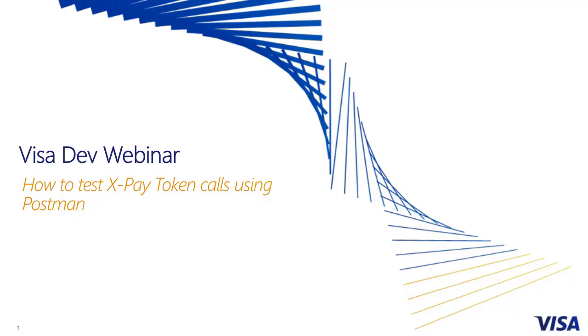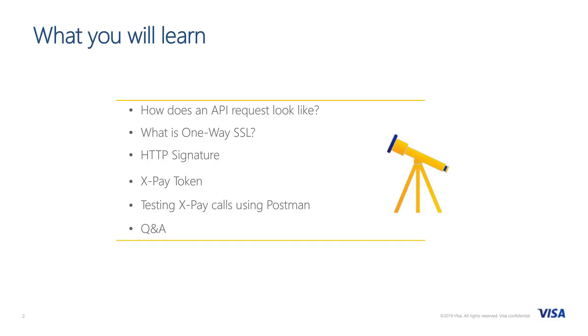So the topics that we will cover today are: we'll be looking at an API request structure. We will be seeing what a one-way SSL is. We'll be going through HTTP signature. Then we'll be looking into XPay tokens. And then we'll have a live demo where we will show you how to compute an XPay token and make API calls using Postman. Then finally, we'll wrap it up with a Q&A session.